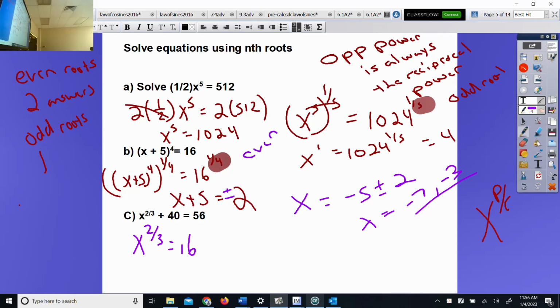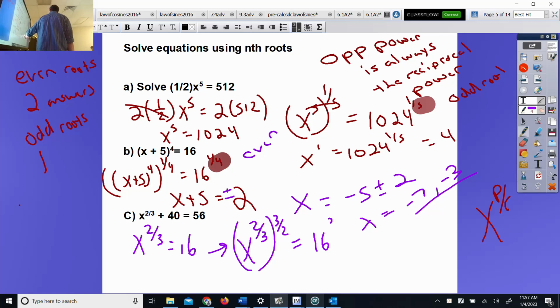Reagan, do you know what the opposite of the 2/3 power is? Which is? I said that entirely wrong, didn't I? I gave her the answer. Yes, but you're right. The reciprocal of 2/3 is 3/2. That was me that screwed that all up. So we take x to the 2/3, we raise it to the 3/2. And if we do it to the left, we had best do it to the right. If you do the left-hand side, 2/3 times 3/2, what do you get? You get 1.